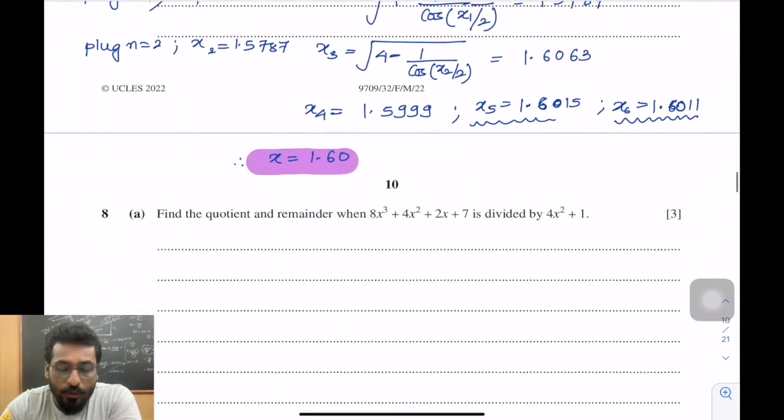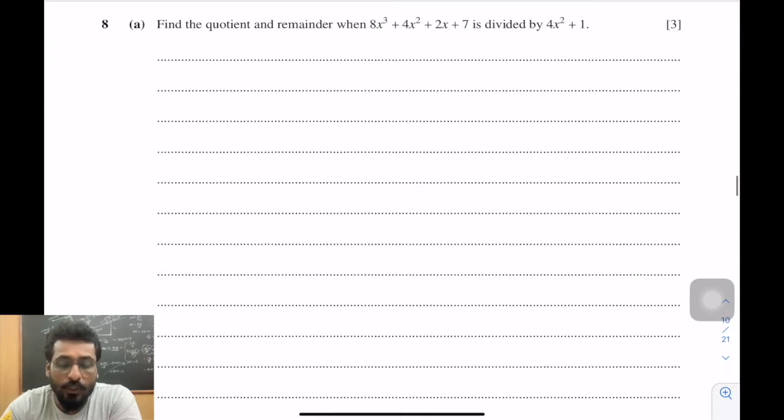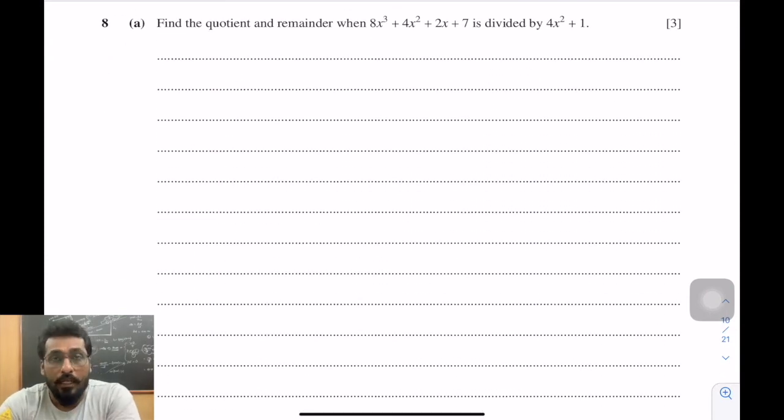Now we are going to proceed ahead with the next question, which is question number 8. Now, students, question number 8 is a fairly simple question. It's just polynomial division, and we have been doing polynomial division since ages, right? So it's a question for 3 marks. You can see, find the quotient and the remainder when 8x cubed plus 4x squared plus 2x plus 7 is divided by 4x squared plus 1, right?